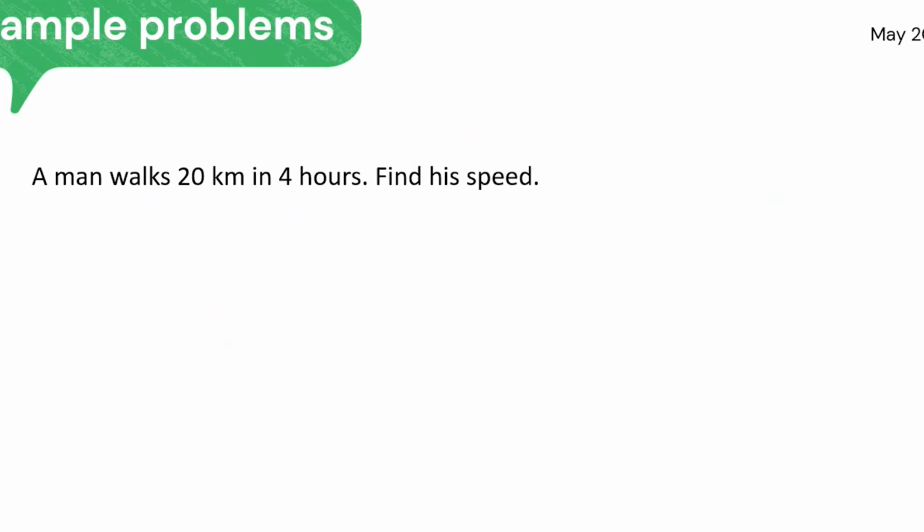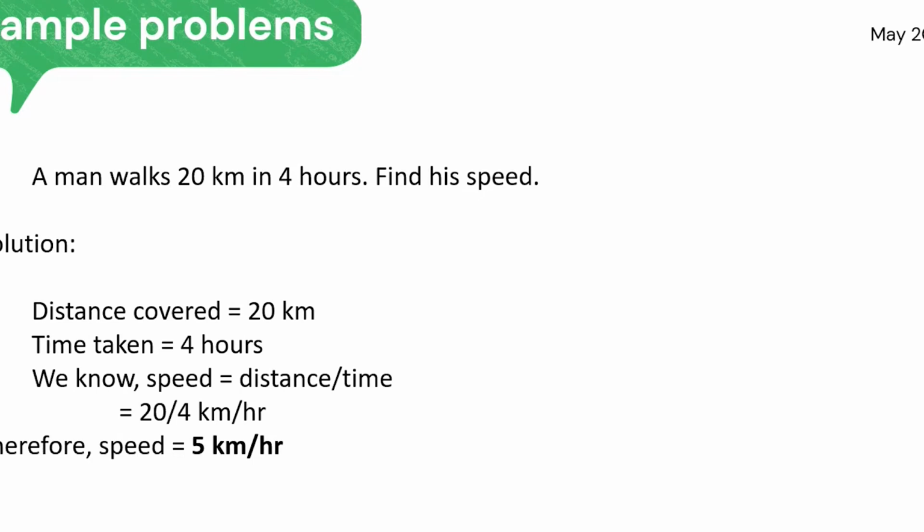And for the sample problem, a man walks 20 kilometers in 4 hours. Find his speed. For the solution, distance covered equals 20 kilometers. Time taken equals 4 hours. We know that the speed equals distance over the time. So input the values: 20 kilometers over 4 hours. Therefore, the speed is equal to 5 kilometers per hour.